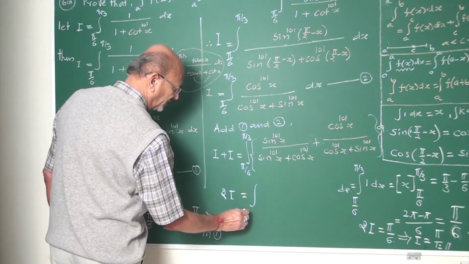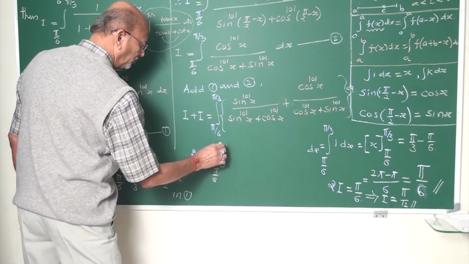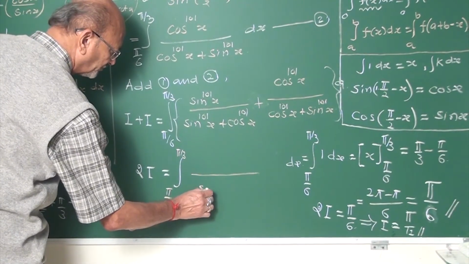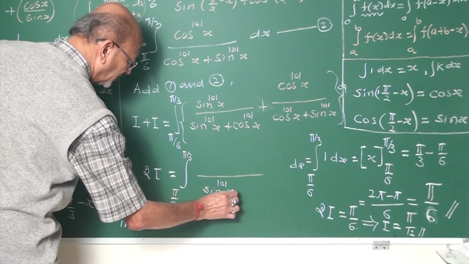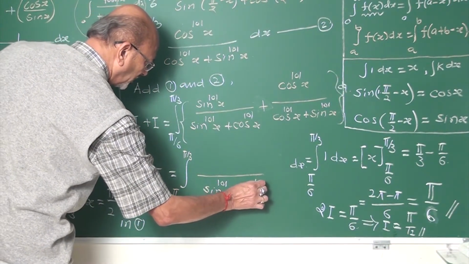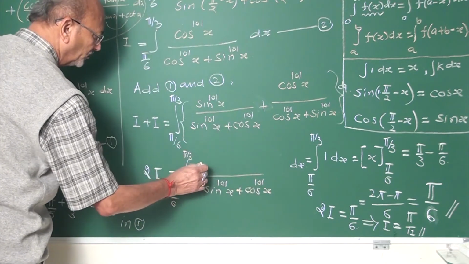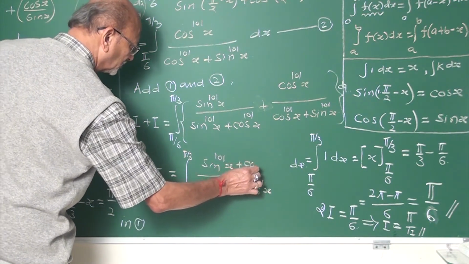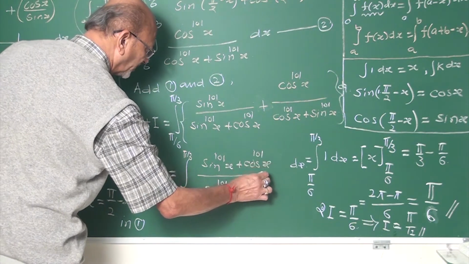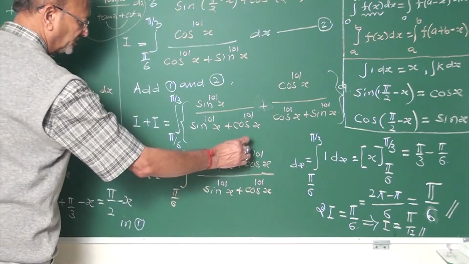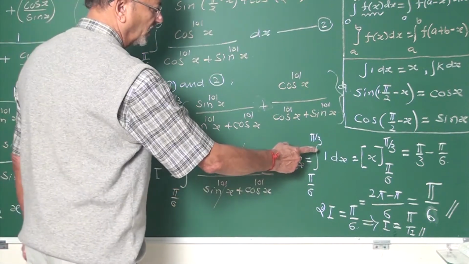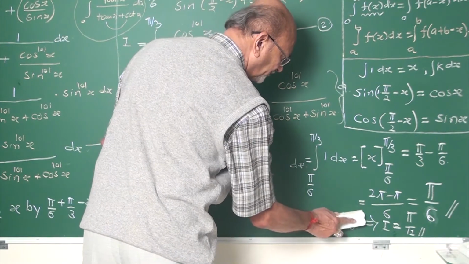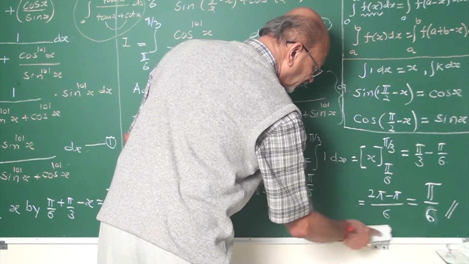Simplify. I plus I is 2I. It is from pi by 6 to pi by 3. LCM. Sin to the power 101x plus cos to the power 101x. Numerator is sin to the power 101x plus cos to the power 101x dx. Now, this cancellation, my friend, gives 1. Yes. Up to this, everything is correct.